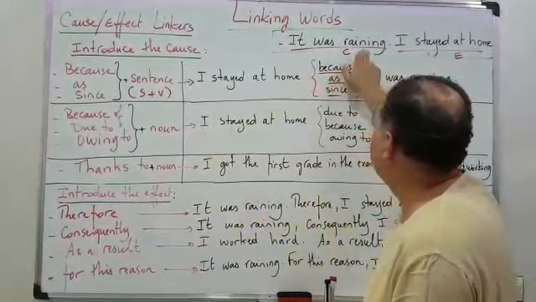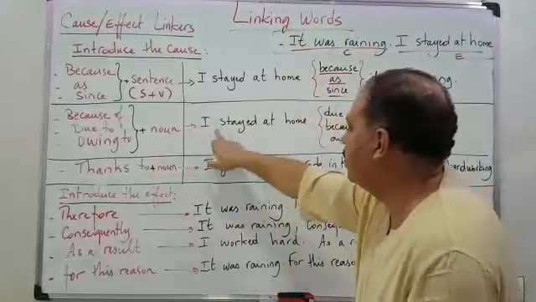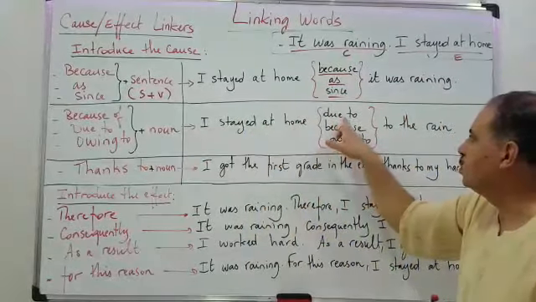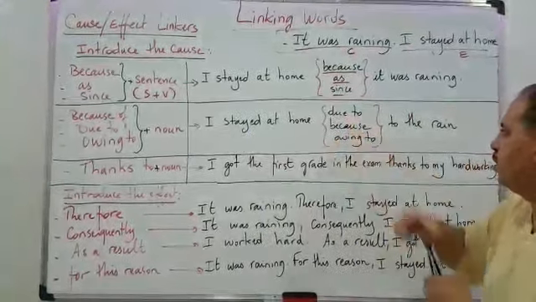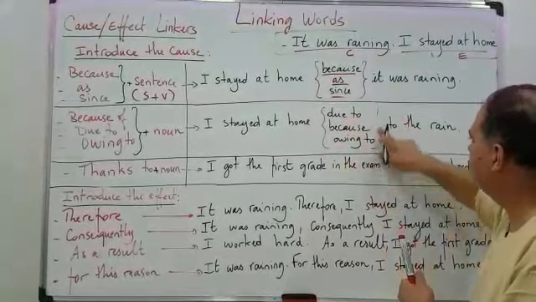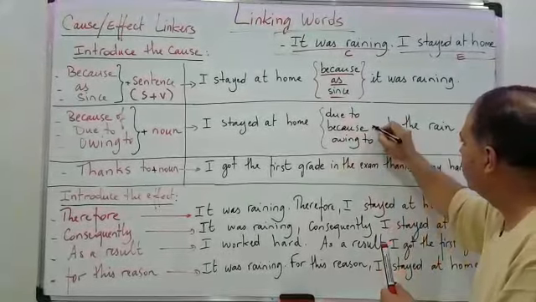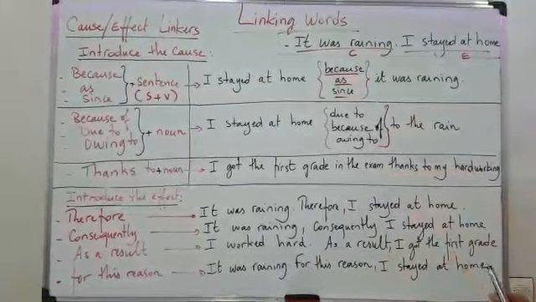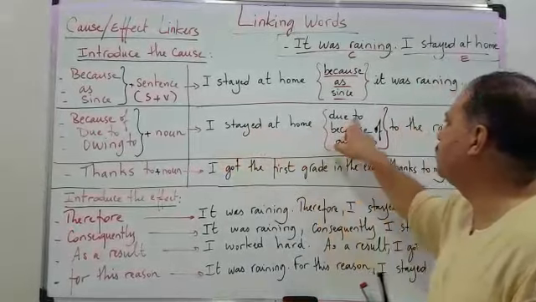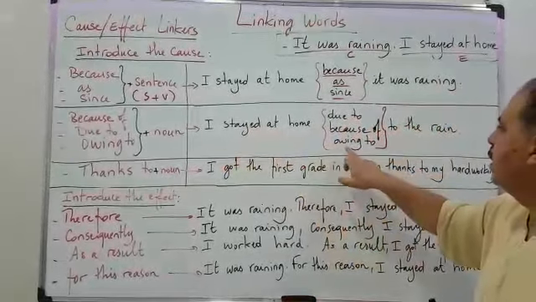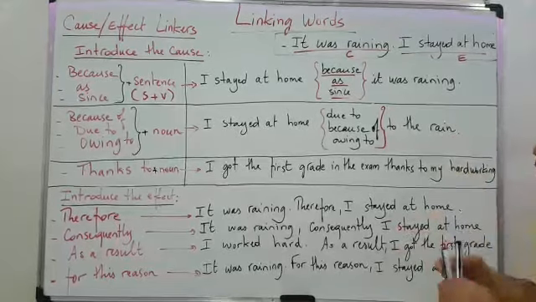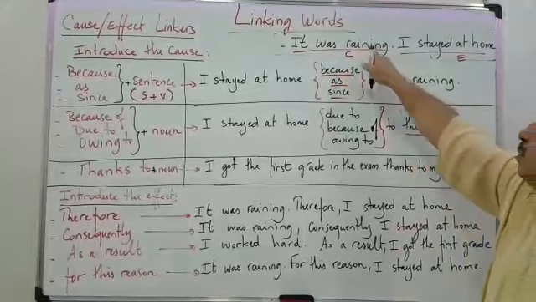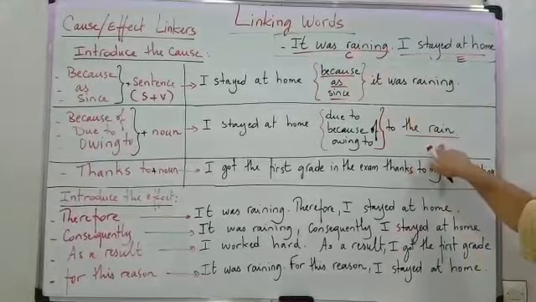So we need to form from this verb a noun. So it becomes, because we need a noun: I stayed at home due to, because of, and owing to the rain. Look, this is the noun. From the verb we have a noun.